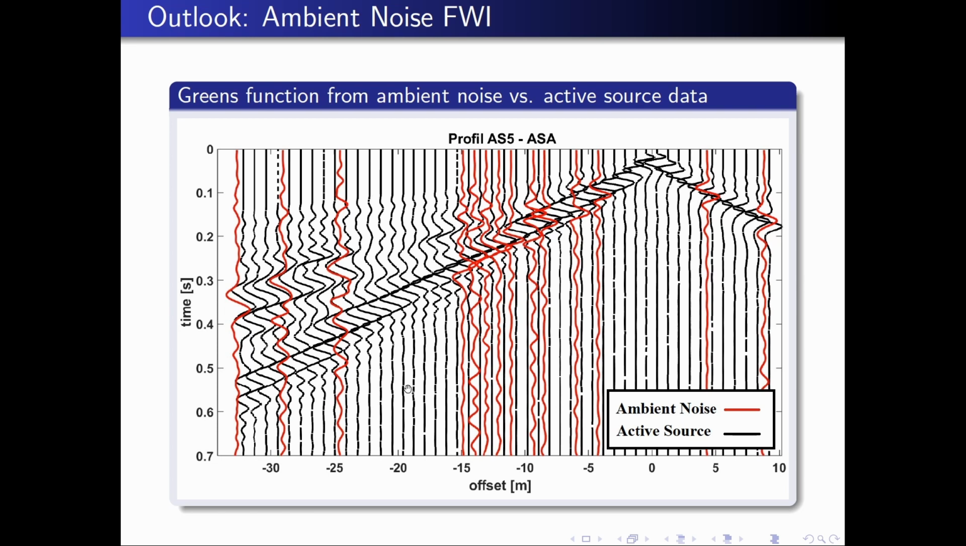From the ambient noise data, we computed Green's functions, seen here in red, and compared them with the shot gathers of the active source seismic data in black. The ambient noise-based seismograms can fit the active source Love wave data quite well. So we are very confident that we can use this passive seismic data for monitoring changes within the dike based on baseline active source waveform inversion results. So this was just a short outlook.